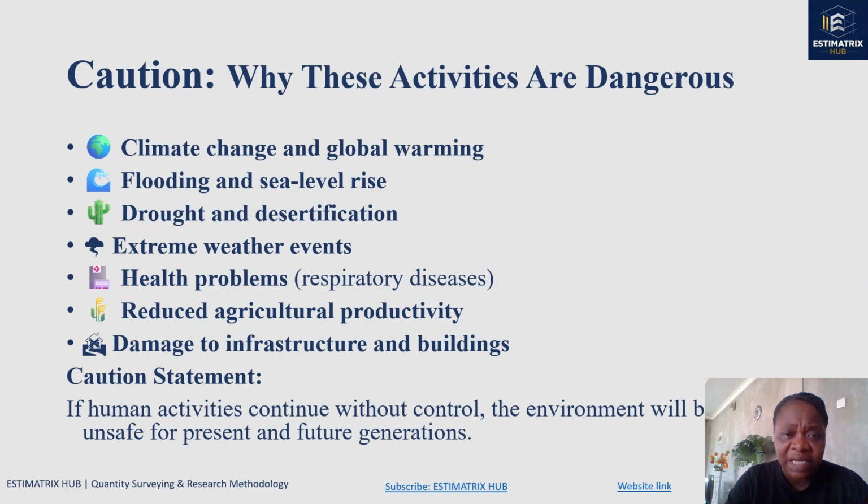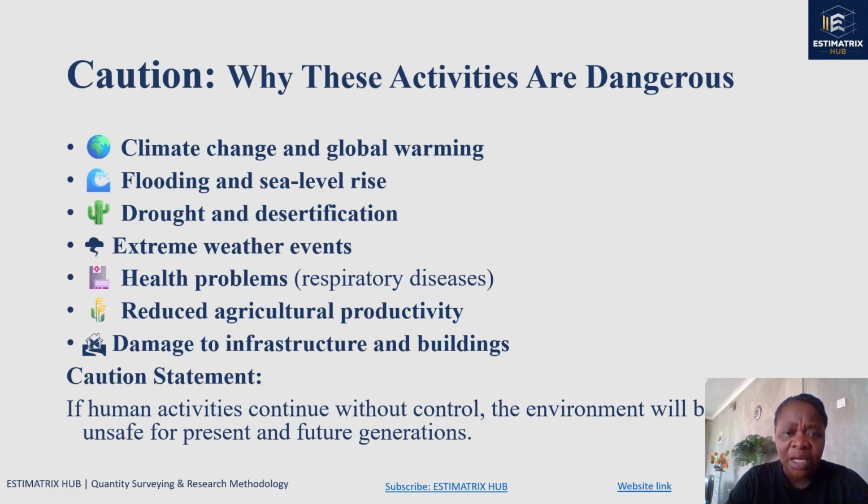Using too much water leads to drought and desertification. When we make use of fertilizer, we burn the farm, we use things that are not supposed to be used, it makes our land deserted. They will not be able to produce yield as they're supposed to. Then we see extreme weather events.